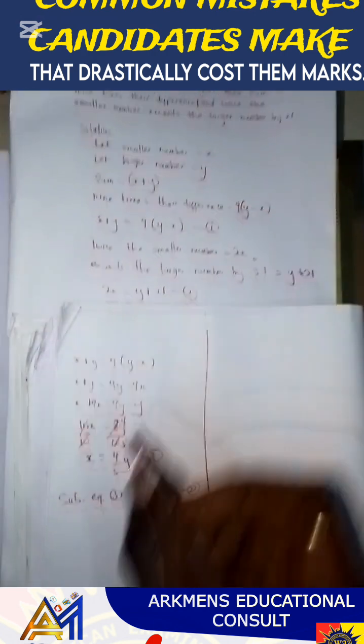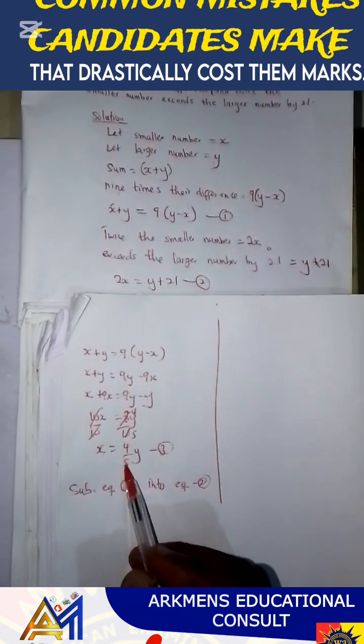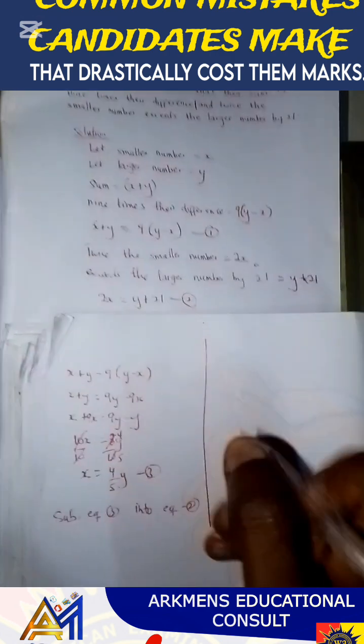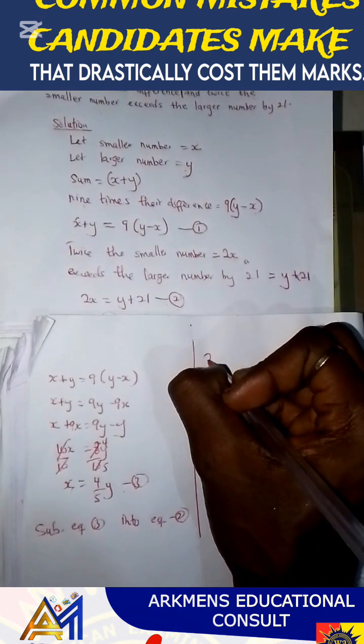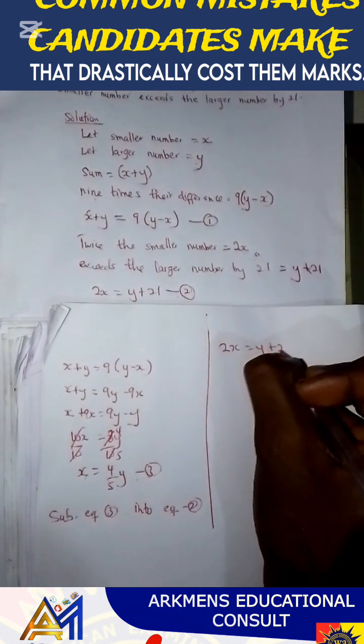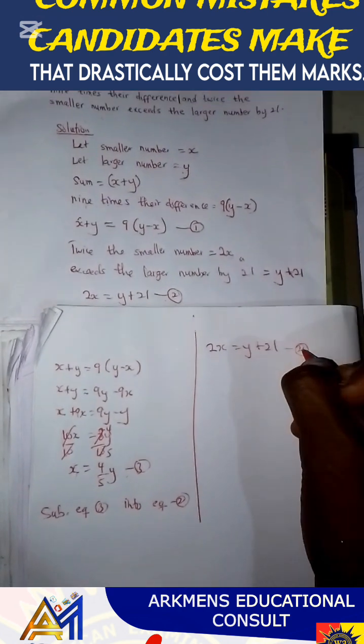You're going to put it inside here, meaning that everywhere we see x, you're going to put in 4 over 5y. That's what you're going to do. So that is where we're going to deal with now. Let me write the equation down first so that you get the understanding well. That's equation 2. You're substituting it inside.